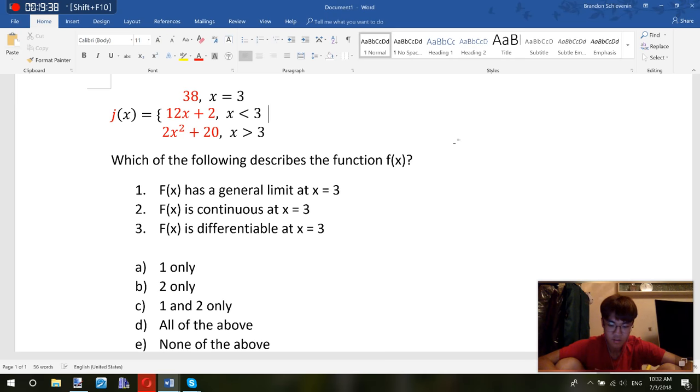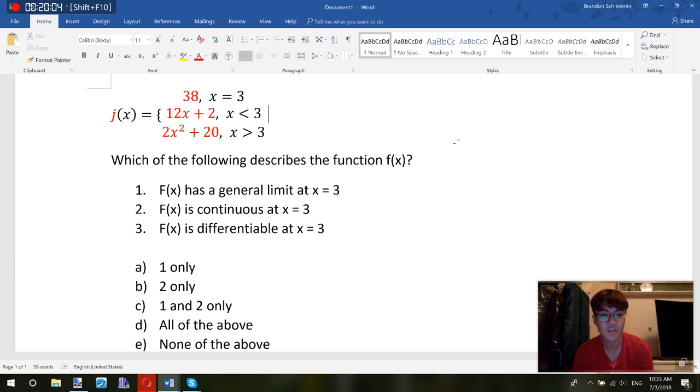So you'll need a piecewise function when you want something that is continuous and not differentiable, or you want something that has a general limit but is not continuous. But if you just want all three, then just make a function that's continuous. So if there's no breaks, there's no piecewise function. So this can be differentiable as well. So I can just put this equation for all three reasons.